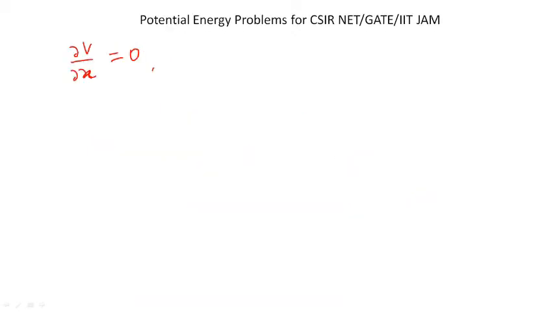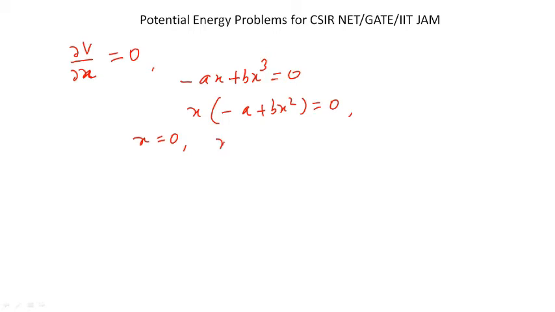When we put del v over del x equal to 0, then our relation minus ax plus bx cube becomes 0. Here it will be x into minus a plus bx square equal to 0. So here one point will be x equal to 0 and the other points will be x equal to plus minus root a upon b if we solve this equation, right? So now we will find the value of del 2v over del x2.